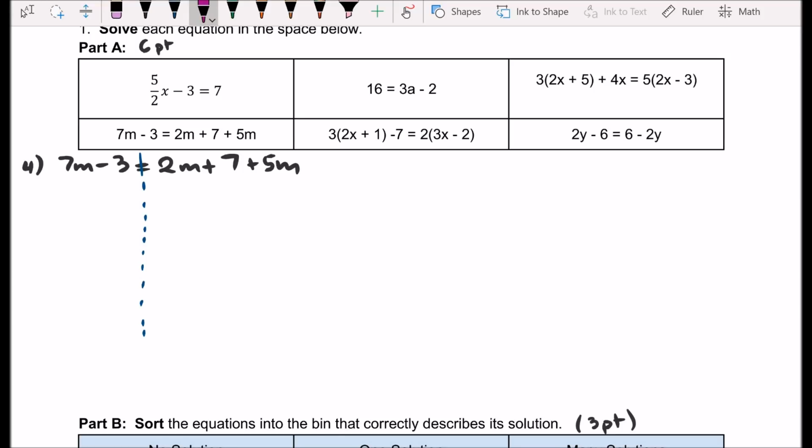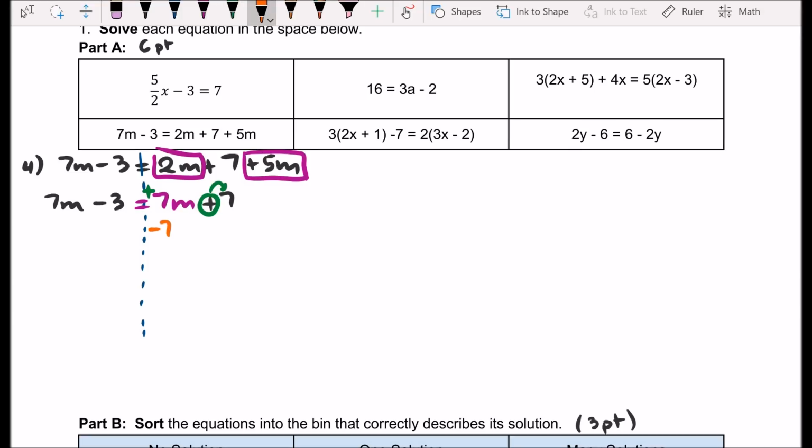We're gonna go to the right side. We have 2m and 5m, which are like terms. Since it's addition, we're gonna add them. That gives you 7m plus 7 on the right side, and we bring down 7m minus 3 on the left side. So like the previous problem, either one, we're gonna move m to the other side. Let's say if I look at my right side, the positive belongs to 7m. The sign of 7m is positive. When you don't see any sign, that means it's positive.